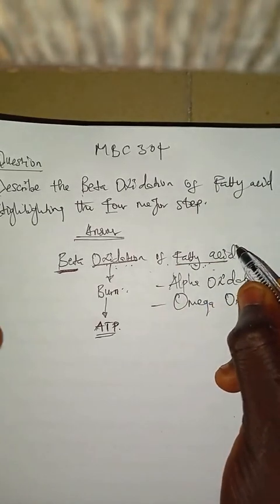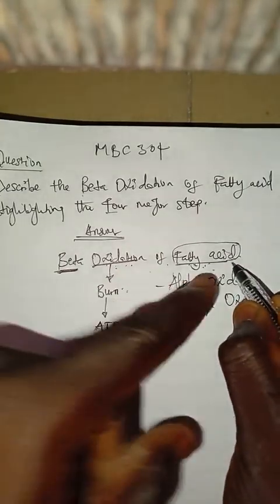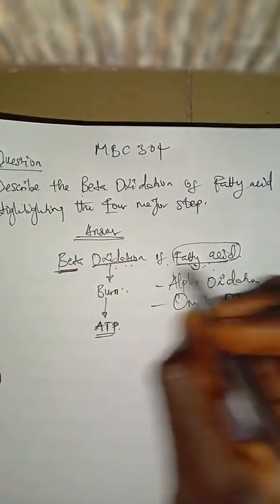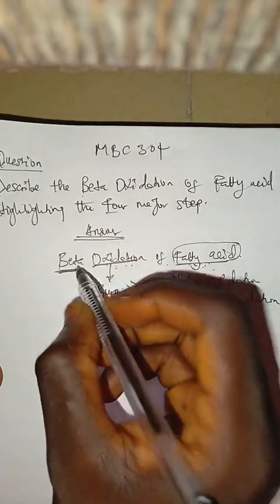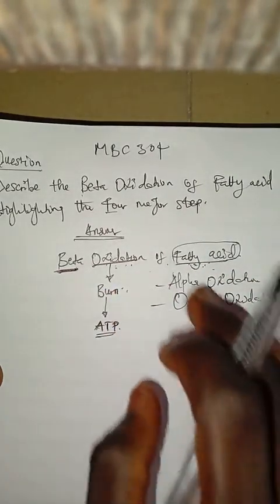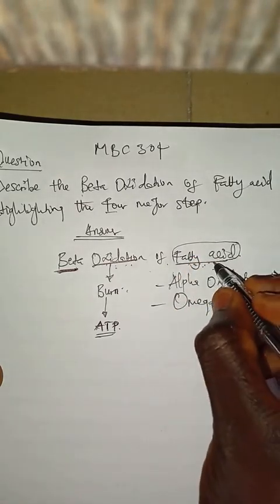Now at the center here is fatty acid. What do you understand by fatty acid? We need to know what fatty acid is. We need to know what the beta carbon in that fatty acid is, because it is at that beta carbon of the fatty acid that we are going to oxidize it. So we need to know what a fatty acid is.